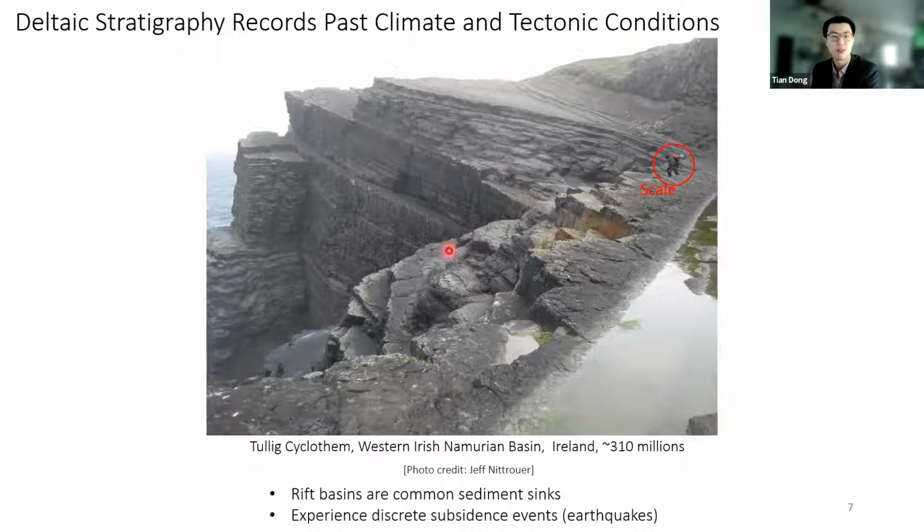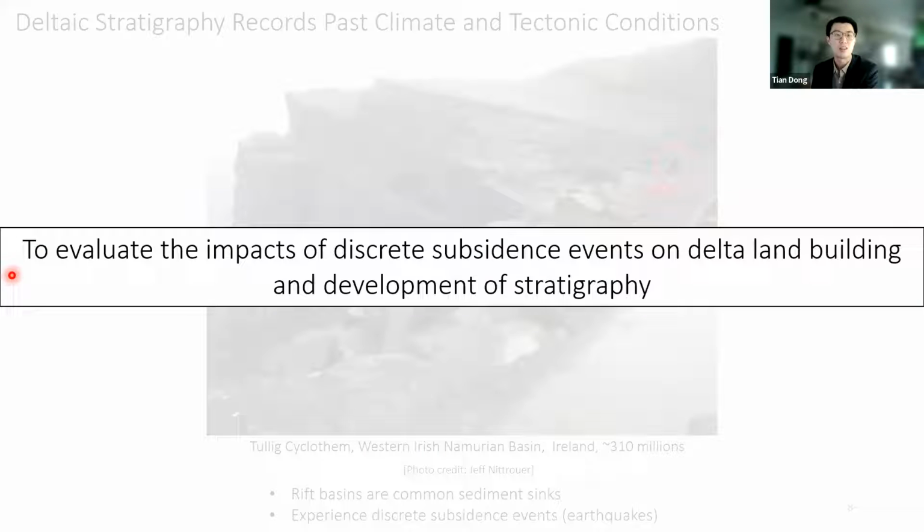However, how earthquakes and these discrete subsidence events impact delta morphology, stratigraphy, and coastal hazard has been understudied. So another broad theme of my research is to understand the impacts of these earthquake events on delta land building and development of stratigraphy.